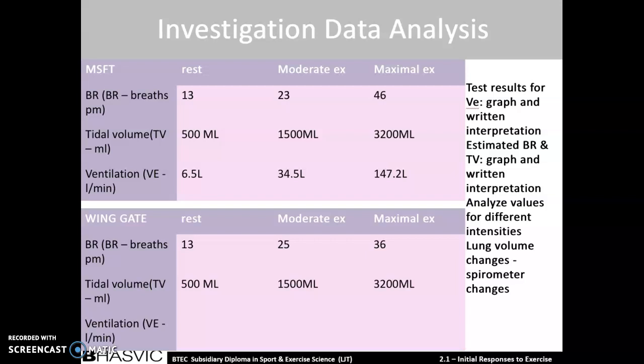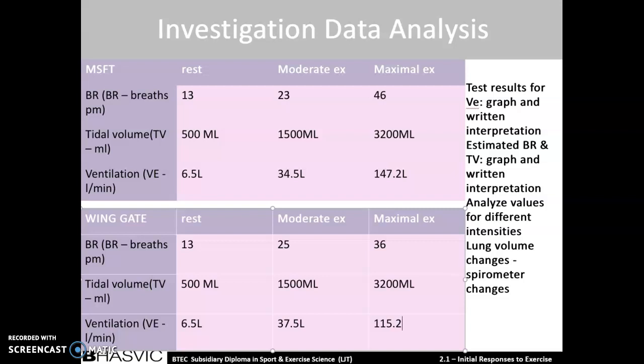Now moving on to the Wingate. We worked out his resting ventilation was 6.5. This was within average, as average is between 5 and 8 litres. During moderate exercise, we worked out that he was 37.5 litres. This is just under average, as average is between 40 and 60 litres.